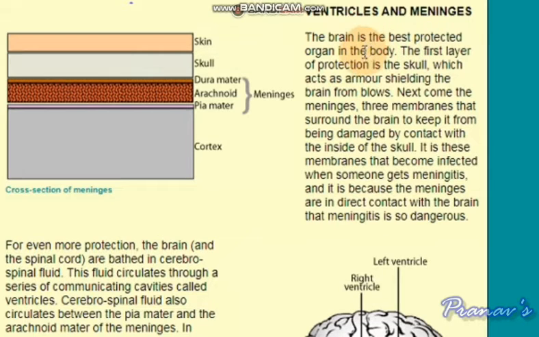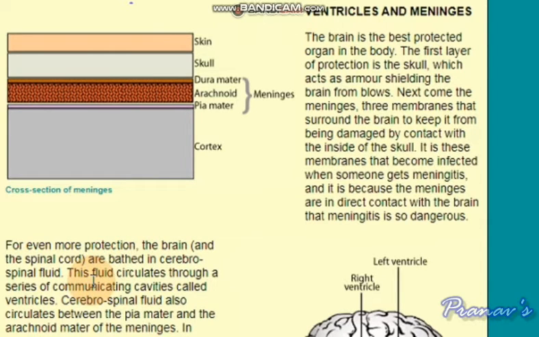Let's talk about the layers of the brain. The first layer of protection is the skull, and above the skull you can see the skin also, which acts as armor shielding the brain from blows. Next come the meninges, three membranes that surround the brain to keep it from being damaged by contact with the inside of the skull. It is these membranes that become infected when someone gets meningitis, and it is because the meninges are in direct contact with the brain that meningitis is so dangerous.